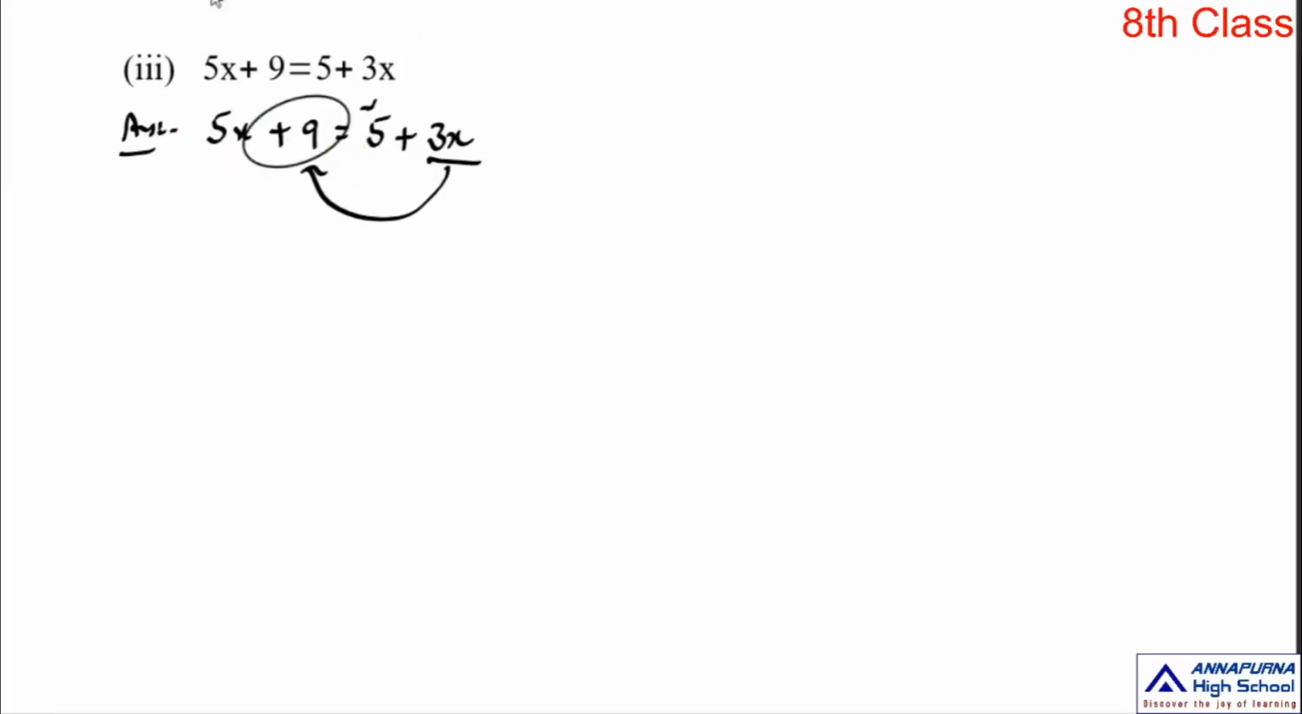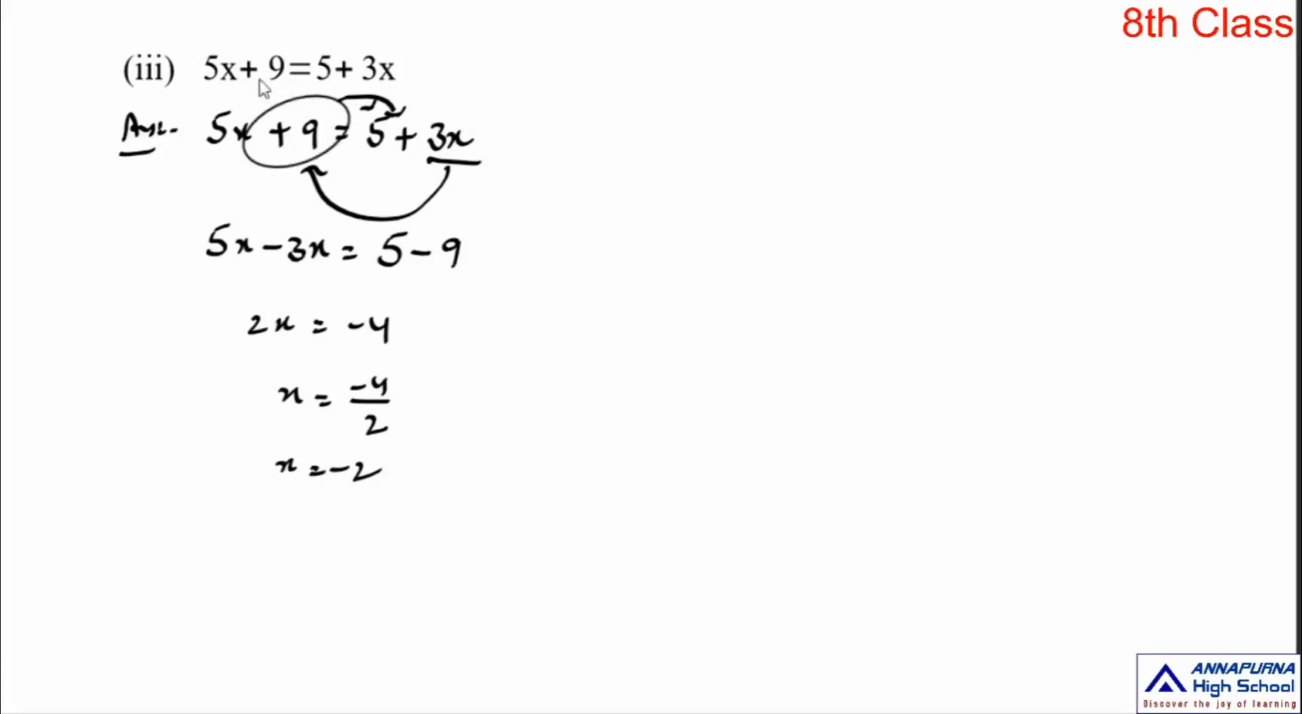Okay, so when you do this transposition, plus 3x transposed to the left side changes to minus 3x. On the left side you already have 5x, so 5x minus 3x is equal to, and when you transpose this plus 9 to the right side, it changes to minus 9, and on the right side you already have 5 minus 9. Now simplify this. 5x minus 3x is equal to 2x. 5 minus 9 is equal to minus 4. Then x is equal to minus 4 by 2. X is equal to minus 2.